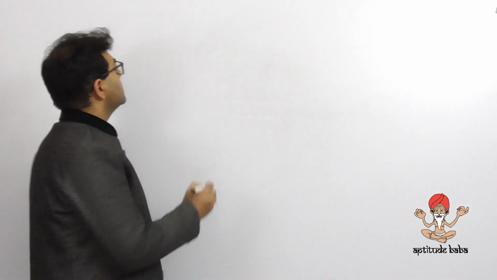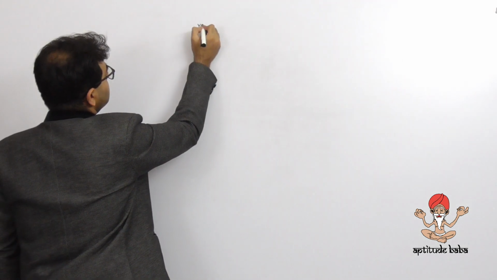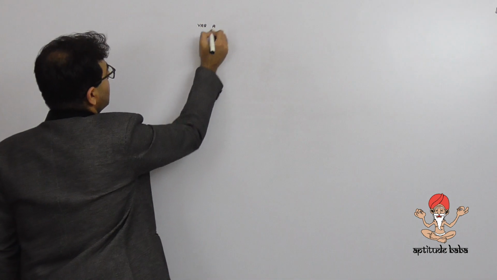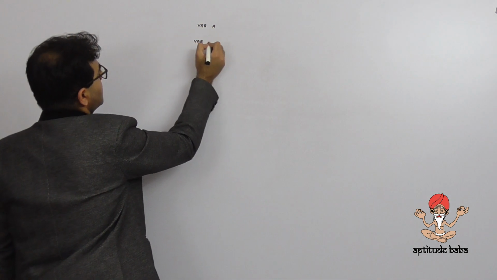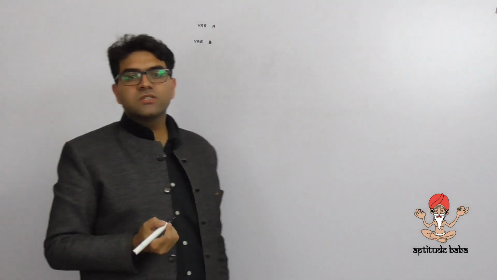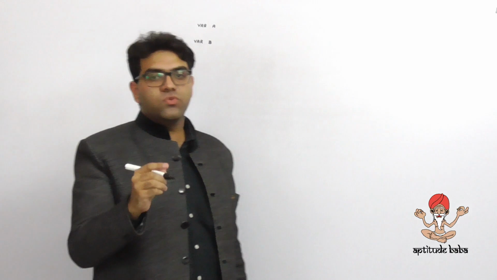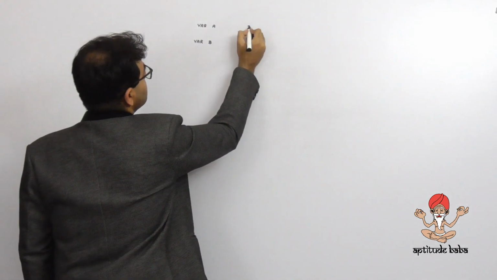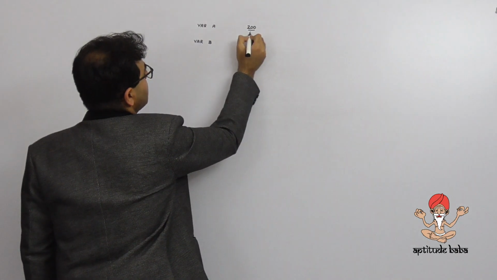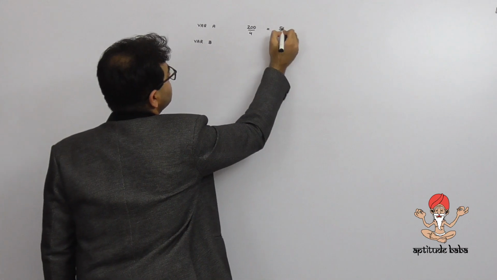Now, in this question, what I'm given here are two varieties. Let's call them as variety A and variety B. Now, as far as my question is concerned, variety A costs me rupees 200 for every 4 kg. See, that's a fancy way of saying that the variety A costs me rupees 50 per kg.